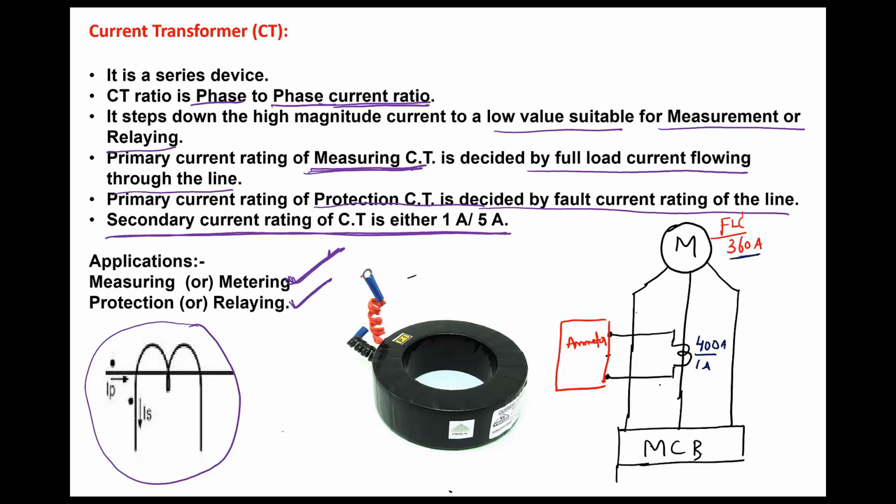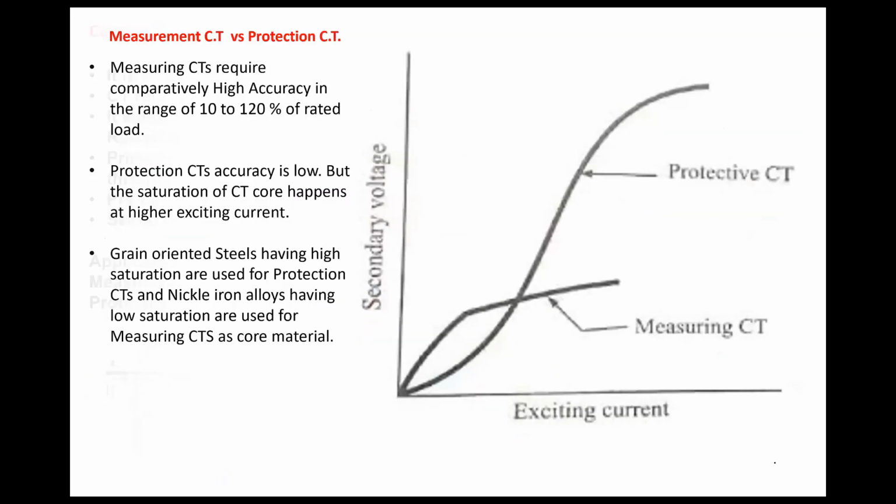Suppose I use it for protection, so measuring CT requires high accuracy when compared to protection CT. Very important point: measuring CT should be highly accurate in its measuring range, that is from 10% of the full load current to 120% of full load current. It should measure very accurately. Understand? So here, for the measuring CT, the operating range is linear.